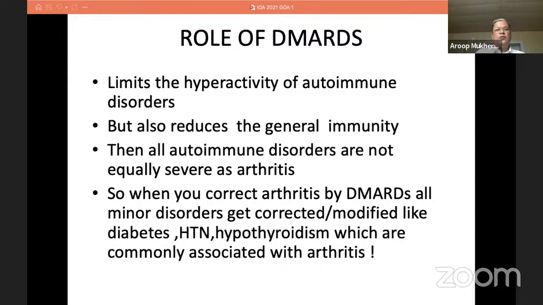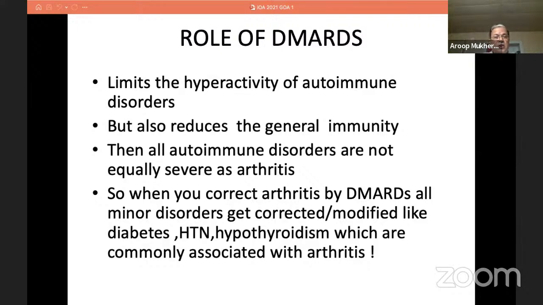What is the role of DMARDs? My way of giving DMARDs is a way in which I can limit the activity of the disease for decades after I have diagnosed the problem. This limits the hyperactivity of the autoimmune disorder, and also reduces the general immunity.